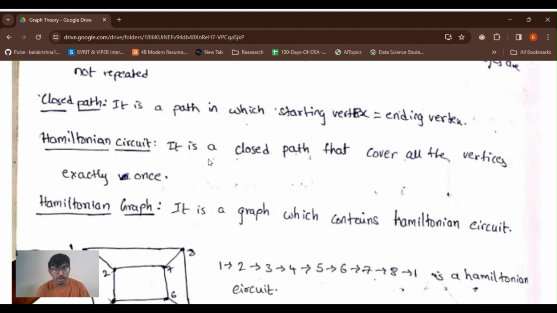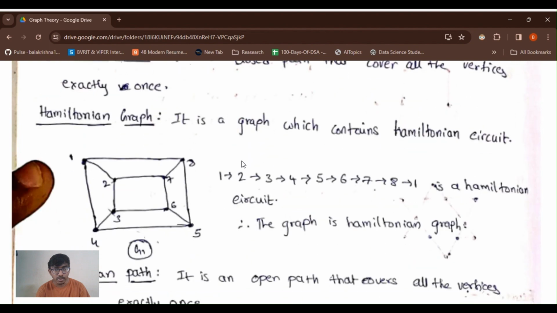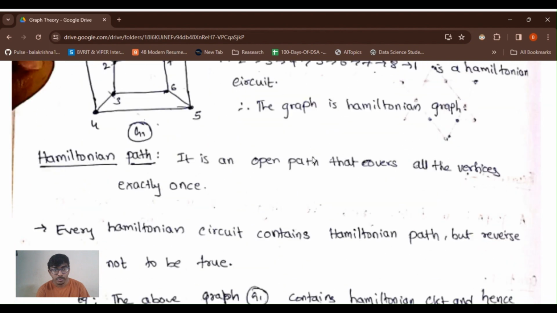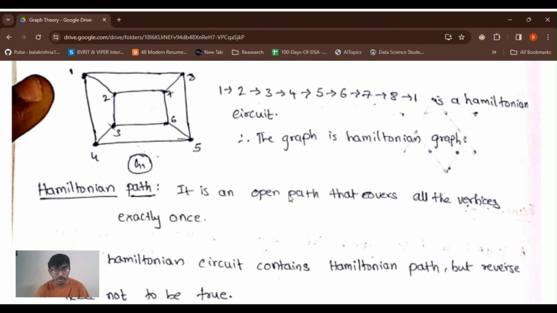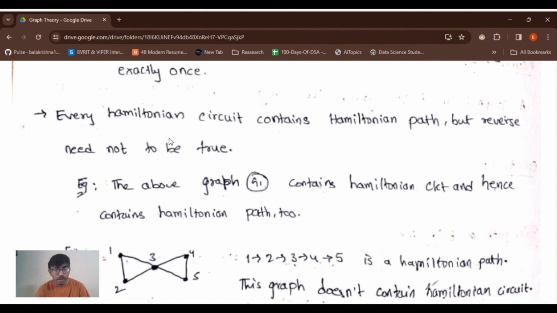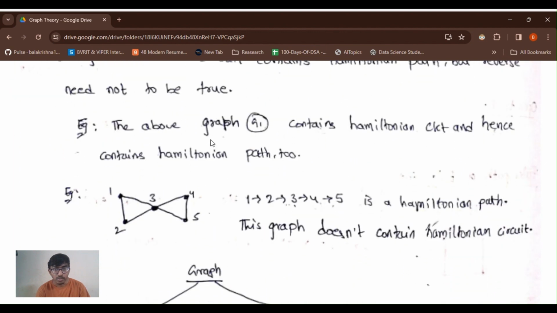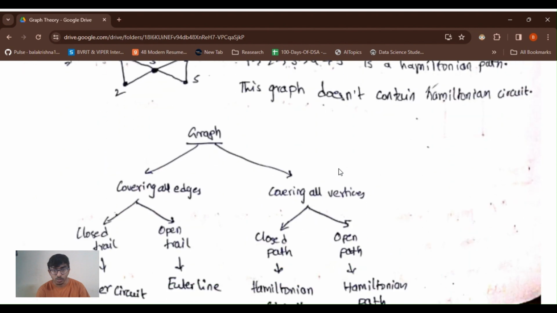Hamiltonian circuit is a closed path that covers all the vertices exactly once. Hamiltonian graph is a graph which contains a Hamiltonian circuit. Hamiltonian path is an open path that covers all the vertices exactly once. Every Hamiltonian circuit contains a Hamiltonian path, but the reverse need not be true. The above graph contains a Hamiltonian circuit and hence contains the Hamiltonian path too.